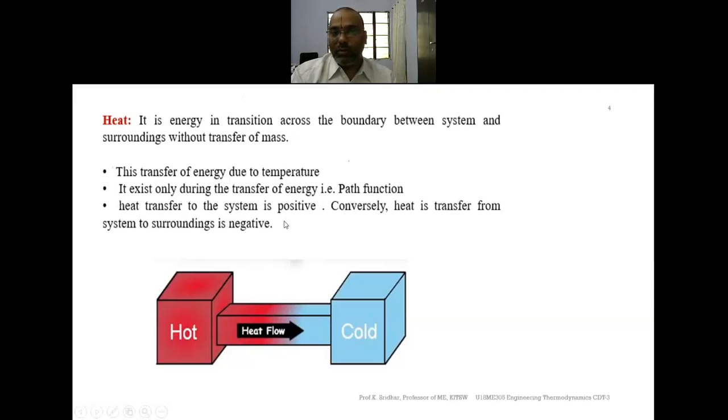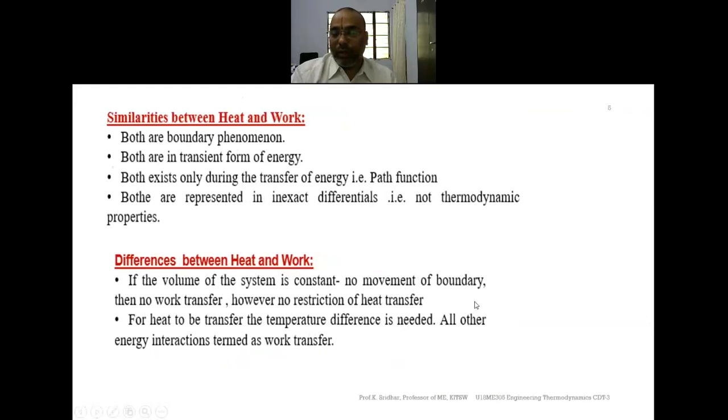The heat transfer to the system is positive, because here the work and heat sign conventions are very, very important. The work done on the system, that is the work supplied to the system, is always negative. The work done by the system is always positive. Heat transfer to the system is always positive. Heat transfer from the system is always negative. So the sign conventions are very, very important, because whenever we are doing numerical problems based upon work and heat, the sign conventions play a vital role.